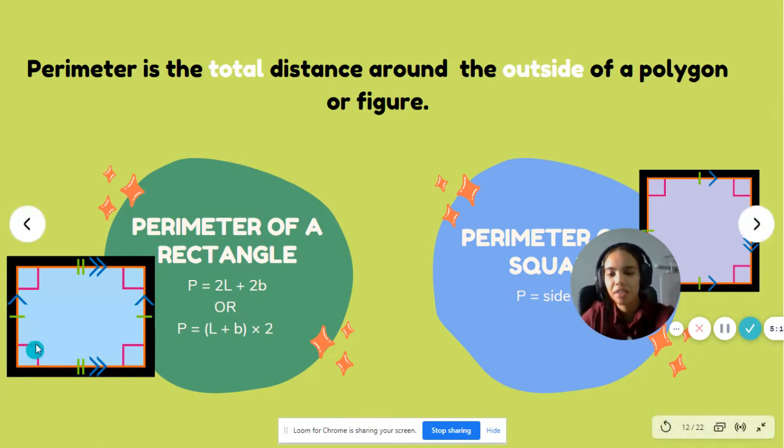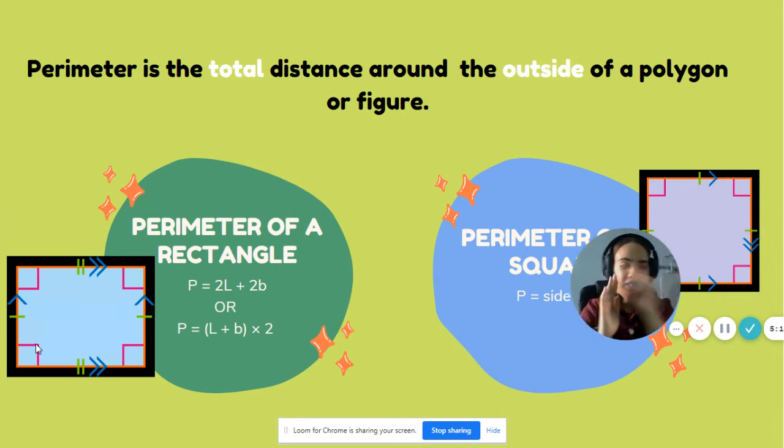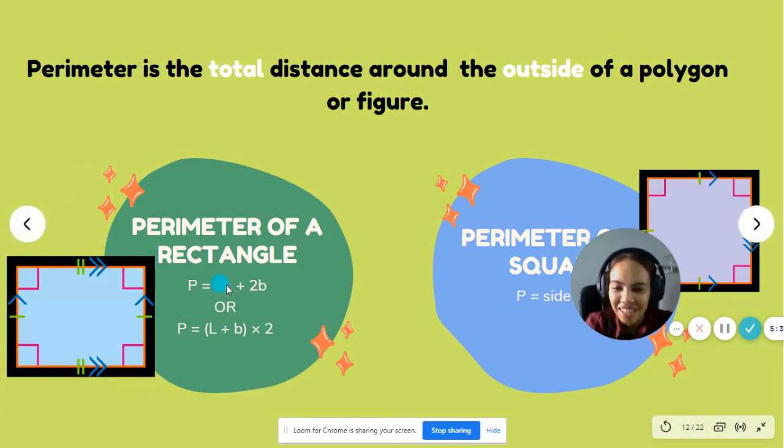You know that we have two lengths and two breadths. The total distance around it is two lengths plus two breadths, or plus all the sides. So length plus breadth, times 2. Okay, that was a lot of ors. So you choose, up to you.